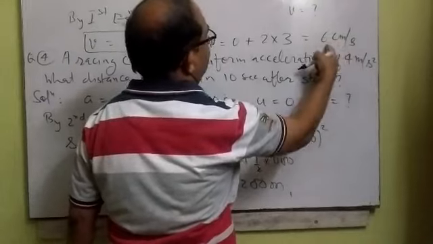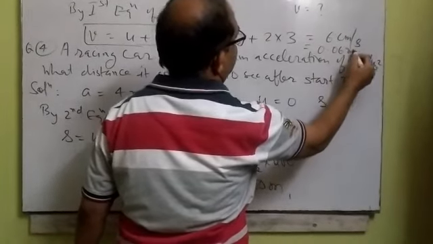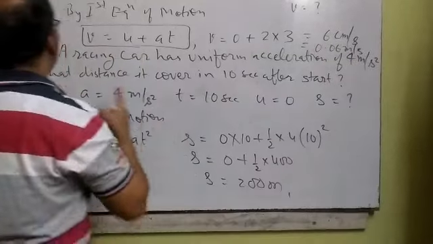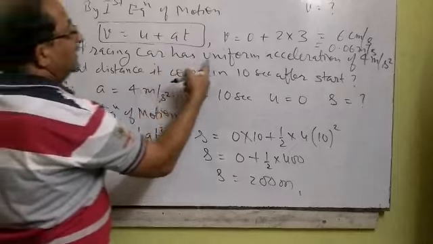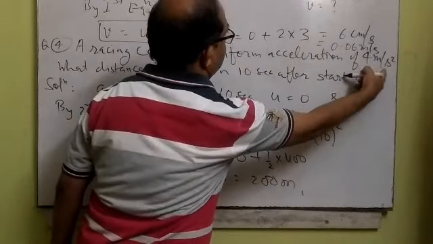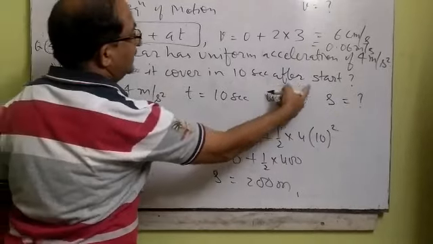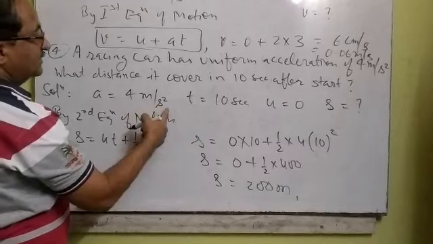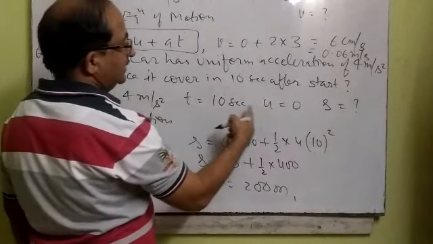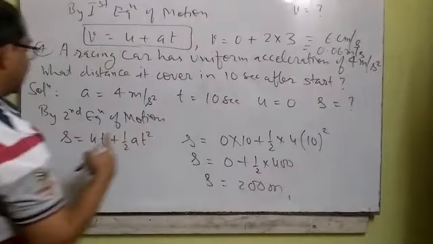We can also write this as 0.06 meter per second. Now the next question number 4. A racing car has uniform acceleration of 4 meter per second square. What distance does it cover in 10 seconds after the start? Again the acceleration is given 4 meter per second square. Time is 10 seconds. Initial velocity u is 0. We need to calculate the distance s.